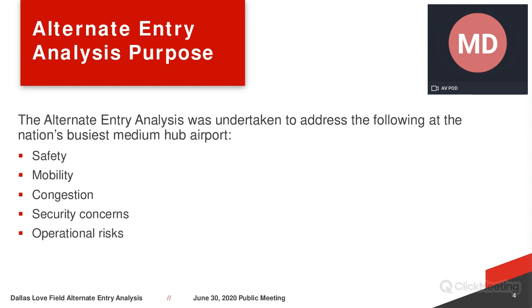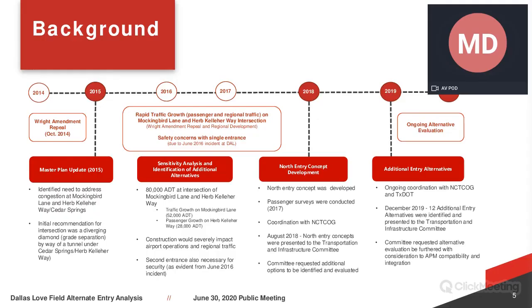So really, we started out by looking at the entry analysis to address our safety, mobility, congestion, security, and operational risks. We started that process back in 2017, when we looked at the master plan and revisited it because of the explosive growth we had since 2014. As I assume everyone knows, we went from about an 8 million passenger airport to about 16 million.